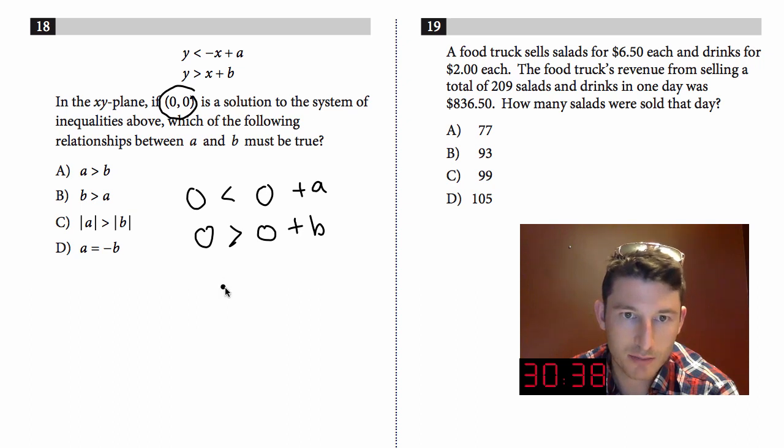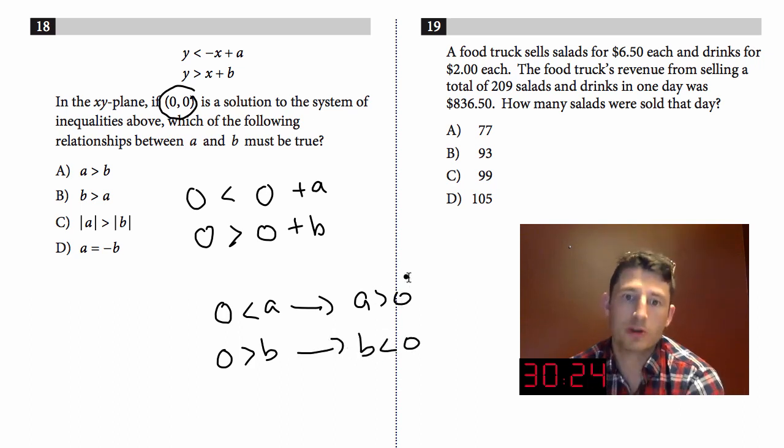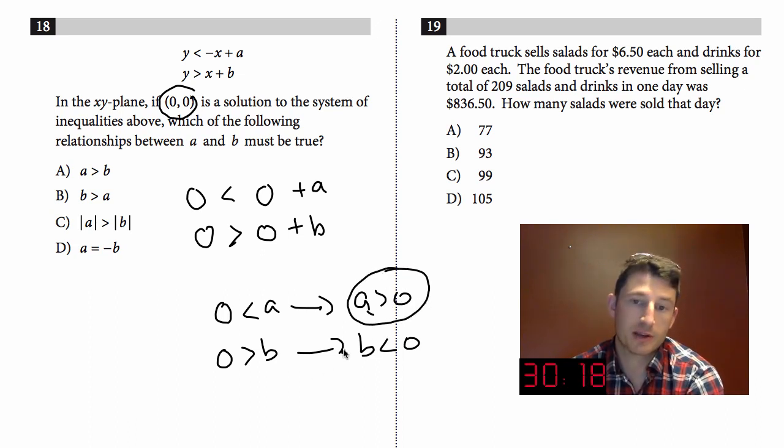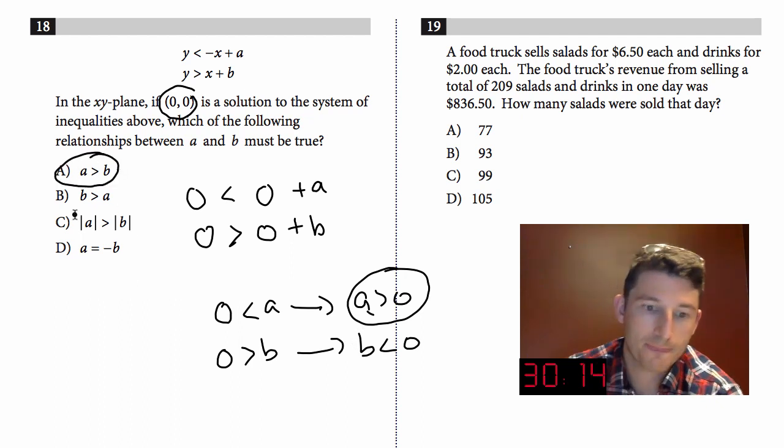So let's clean that up. The top equation, we have 0a. We've got 0b. So this means, I'll write it the correct way, a is greater than 0, and this one says b is less than 0. So if one number is greater than 0 and the other number is less than 0, which one's bigger? The one that's greater than 0. So a is going to be greater than b.